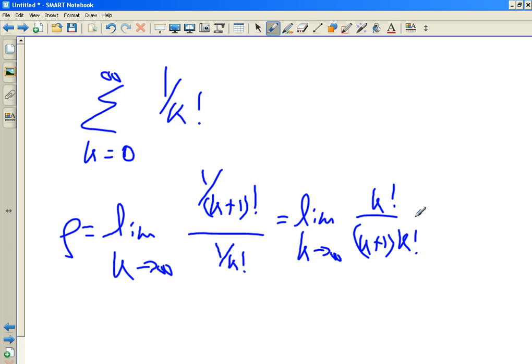If that's 5 factorial, and that's 5 factorial, that's 6. But 6 times 5 factorial is 6 factorial. We're saying a factorial and one more, right? 5 factorial over 6 factorial would be 1/6. 7 factorial over 8 factorial would be 1/8. 9 factorial over 10 factorial would be 1/10, and so forth. So k factorial over k plus 1 factorial is 1 over k plus 1. The factorials cancel. So what is that limit? It's 0.